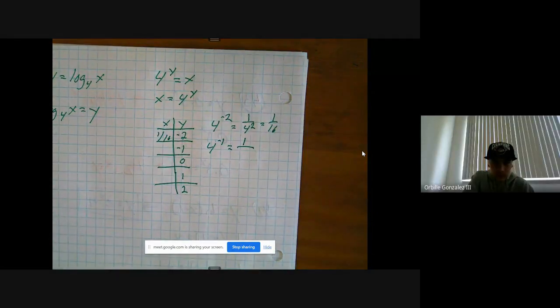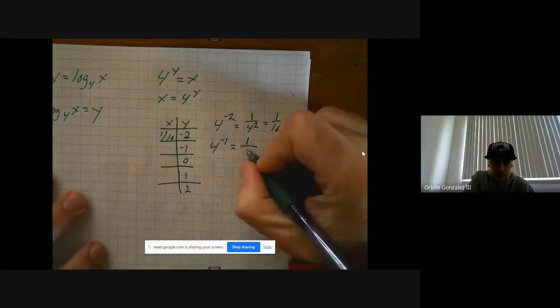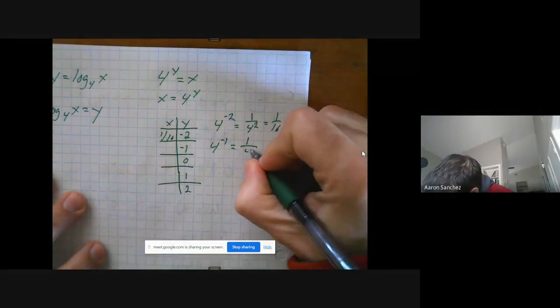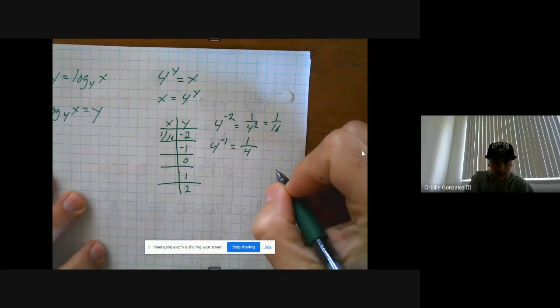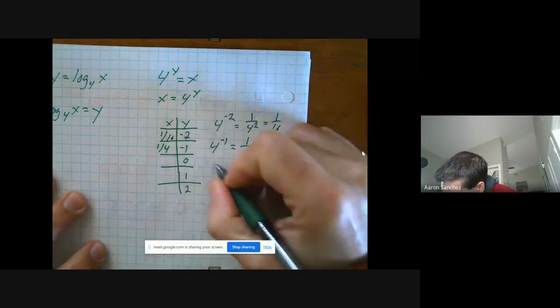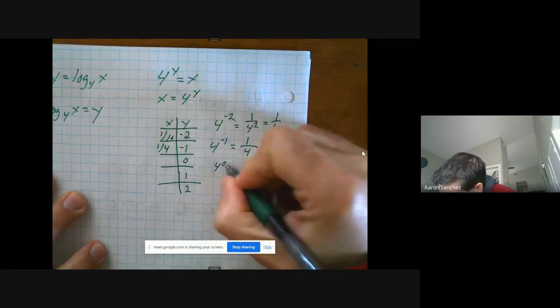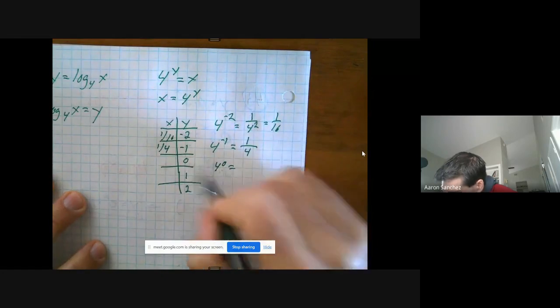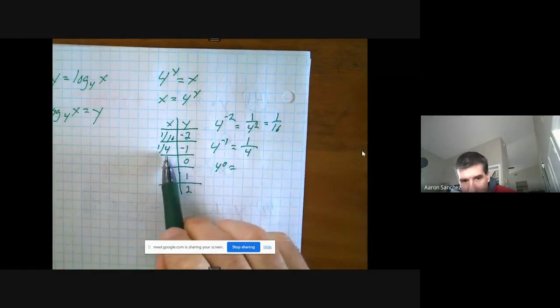1/4 to the first power. Which is just 1/4, right? Yeah. Very good. Okay, so now let's do 4 to the 0. 4 to the 0, plug in 0. So now I'm solving for my x. I got 1/4 for my x.